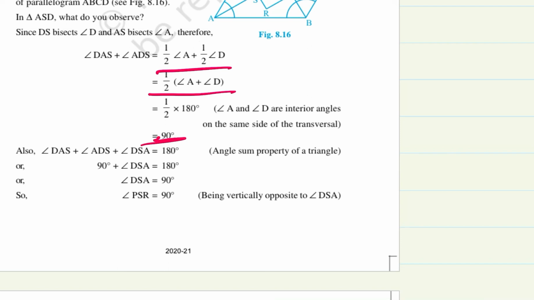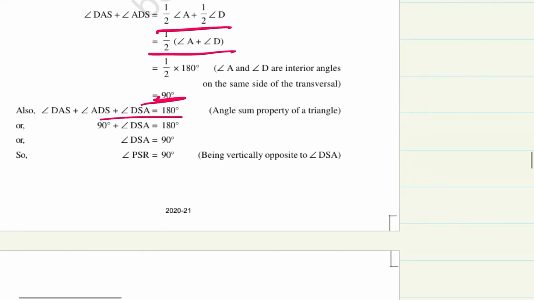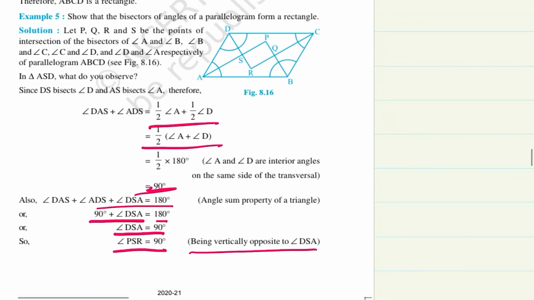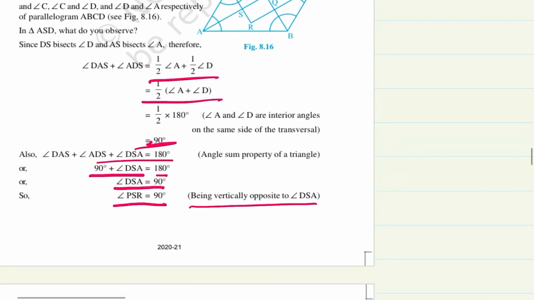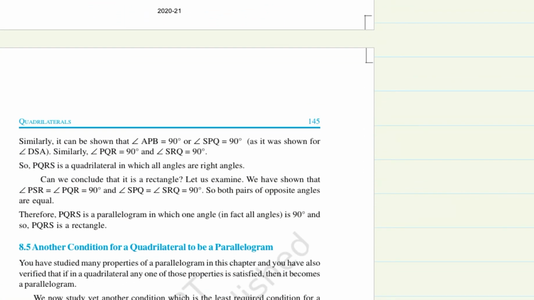Now, you have angle DAS plus angle ADS plus angle DSA in a triangle adding up to 180. So, 90 plus angle DSA is 180. Therefore, angle DSA is 90. And angle PSR is also 90, as it is the vertically opposite angle of DSA. Now, similarly, we can prove that angle APB is equal to 90 and angle SPQ is equal to 90, as it was shown for angle DSA.